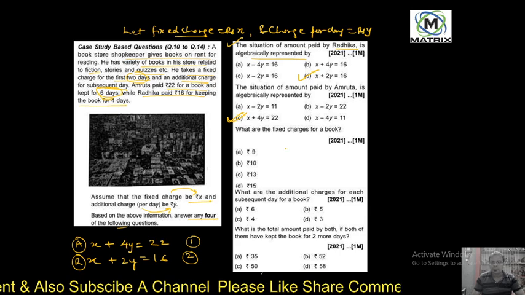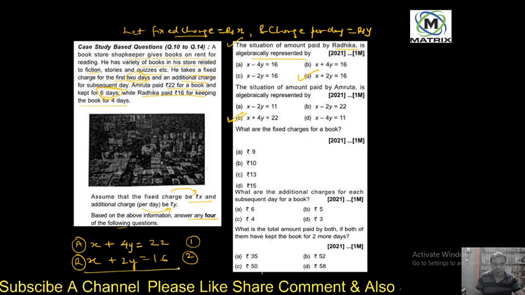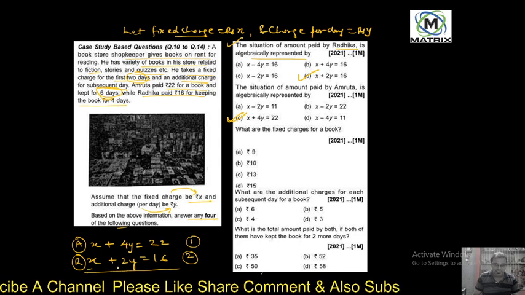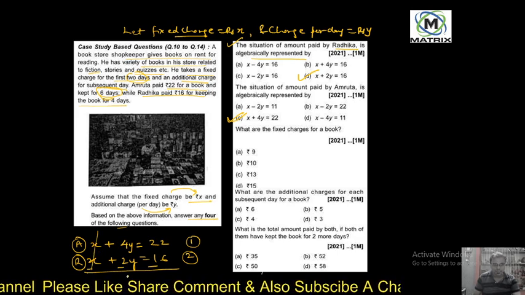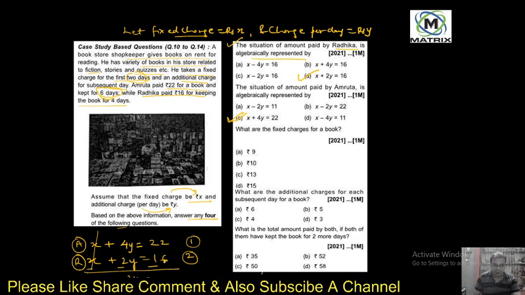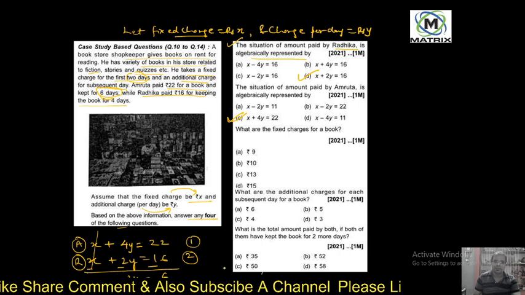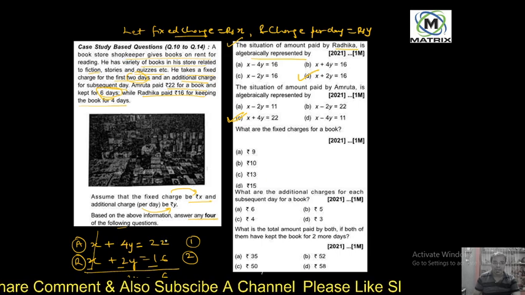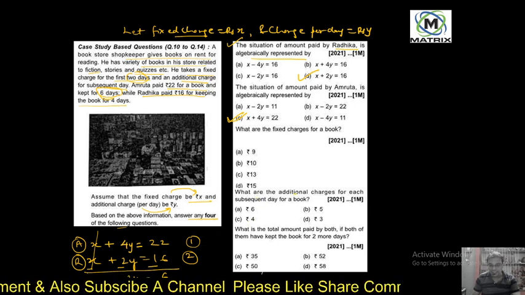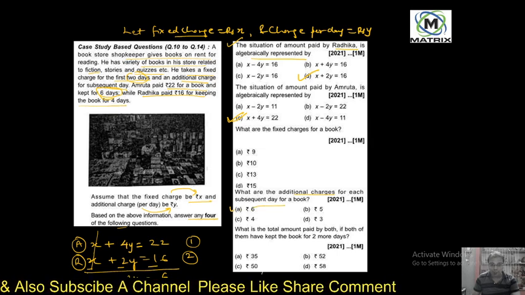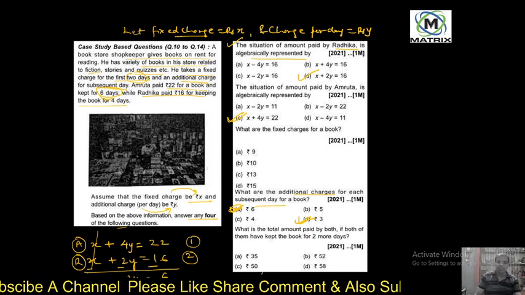Okay, what is the fixed charge for a book? Now we need to solve these two equations. We just subtract, because the coefficient of x is the same, so x will be cancelled. 4y minus 2y is 2y, and 22 minus 16 is 6, so y will be 3. Y is the charge per day, the additional charge. What is the additional charge for each day? That is the answer for question number 4, rupees 3.